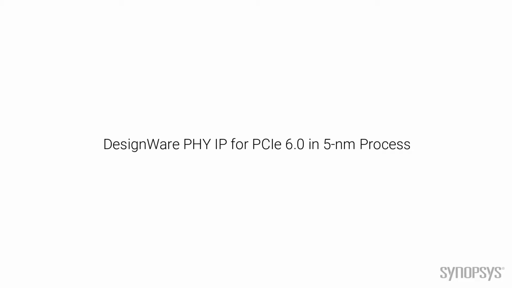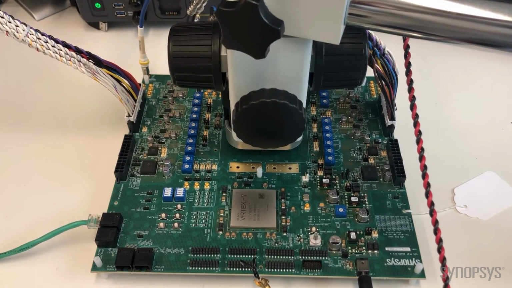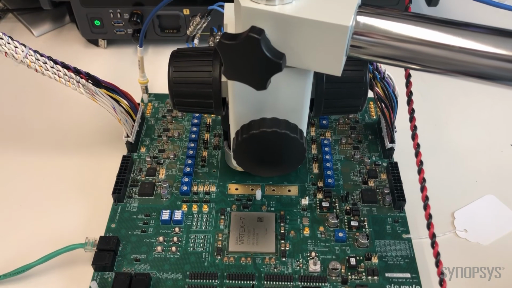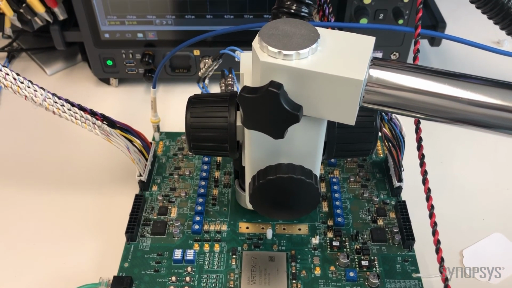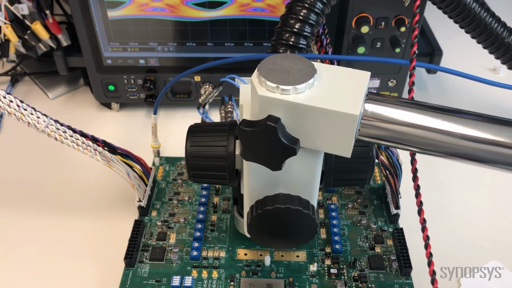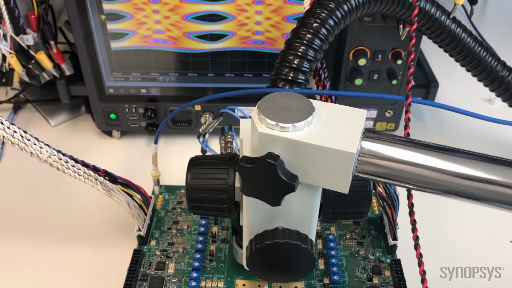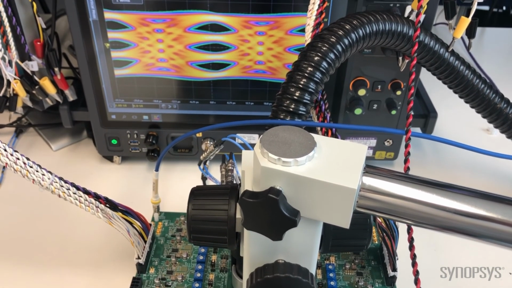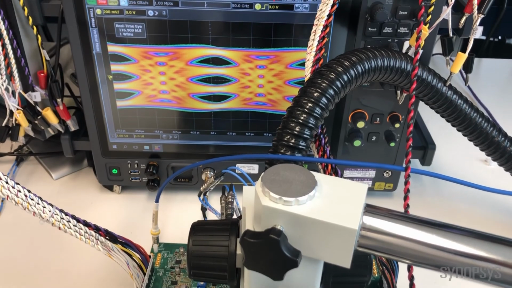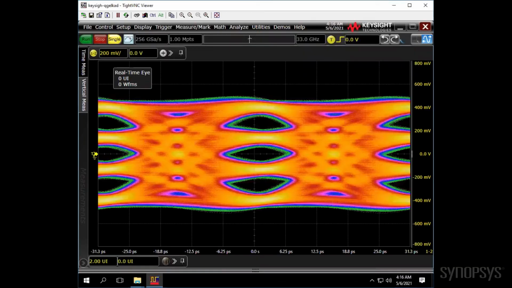This demo showcases Synopsys PHY IP for PCIe Gen 6 in 5 nanometer process. Here we can see the PHY test board in its characterization setup transmitting a 64 Gbps PAM4 data pattern into the real-time oscilloscope. We will zoom in on the oscilloscope screen for a closer view. The transmitter eye diagram has well-balanced and open PAM4 eyes due to the transmitter's low jitter and high linearity.